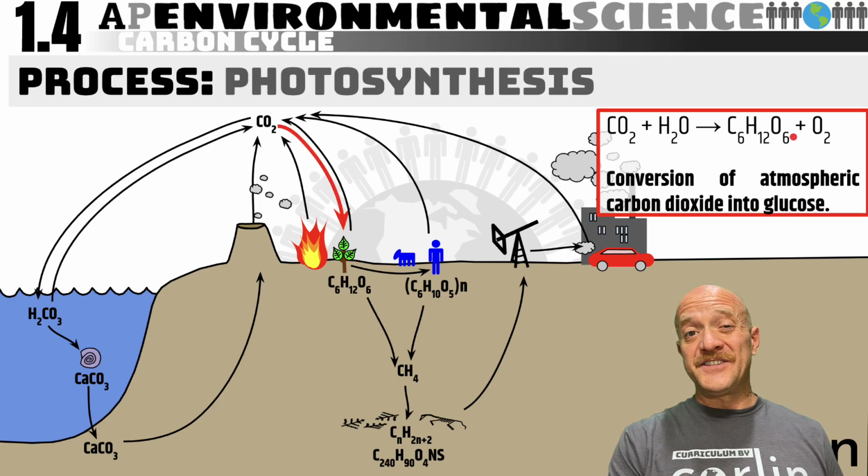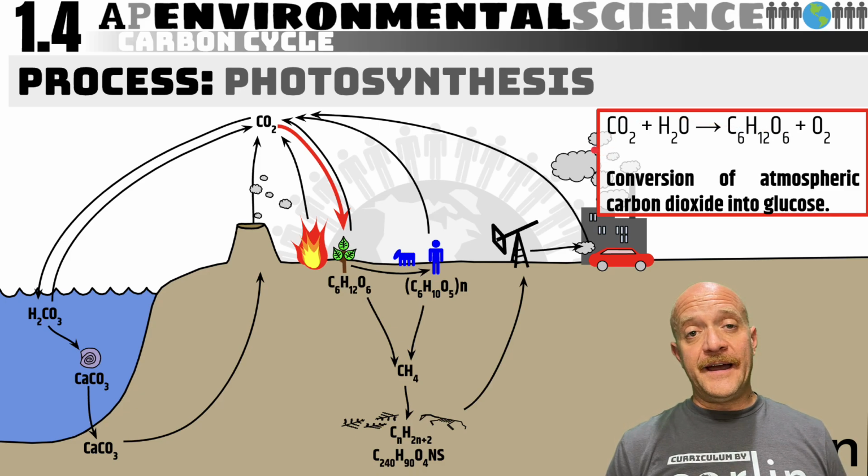First process is photosynthesis. Commit this to memory. You're taking atmospheric carbon dioxide, you're converting it into glucose. That occurs in plants.